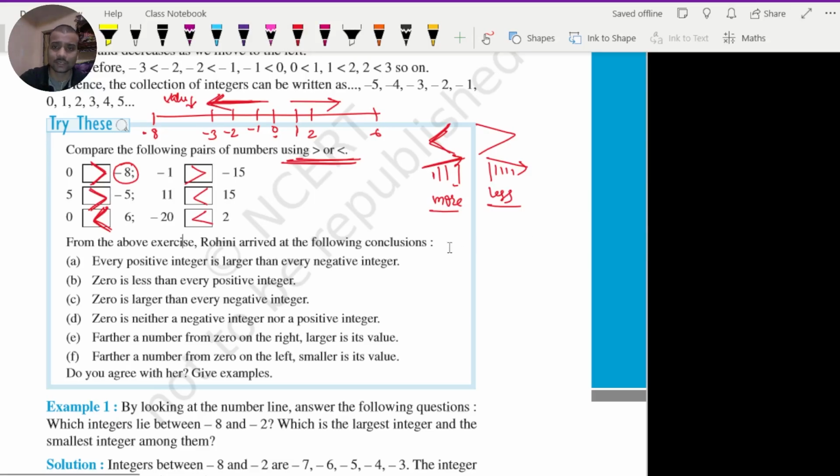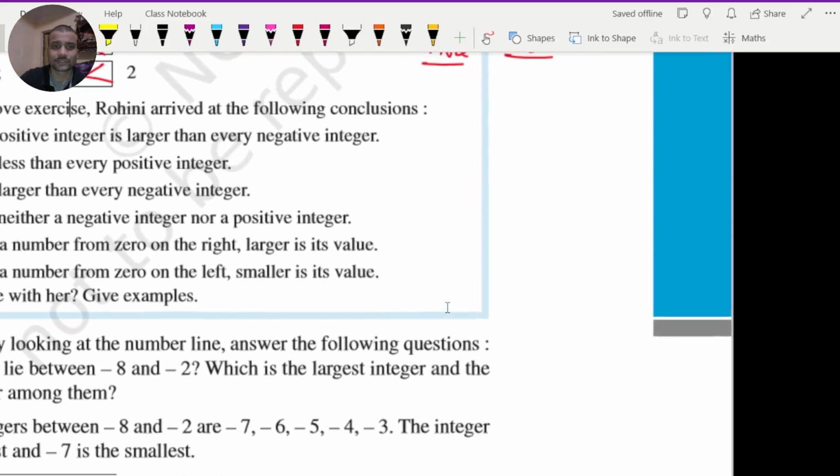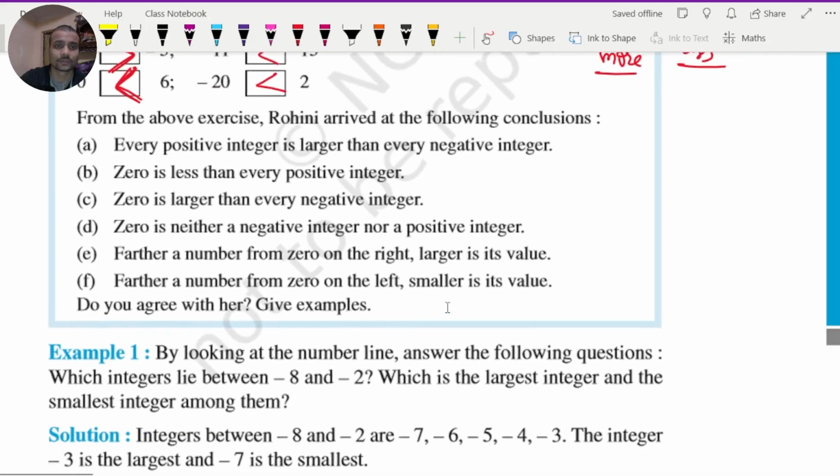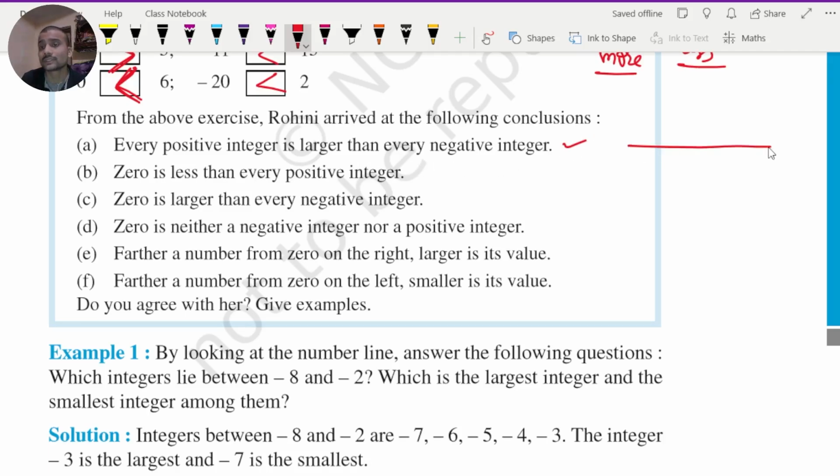There is no need to make extra effort on it. Only 2-3 points are needed to counter all these problems. So now here it has been said, from the above exercise, Rohini arrived at the following conclusions. Every positive number is larger than every negative number. Yes, absolutely, we saw that on the number line. If you go this way the value is increasing, and if I go the other way the value is decreasing. 0 is less than every positive number. Yes, 0 is less than every positive number.